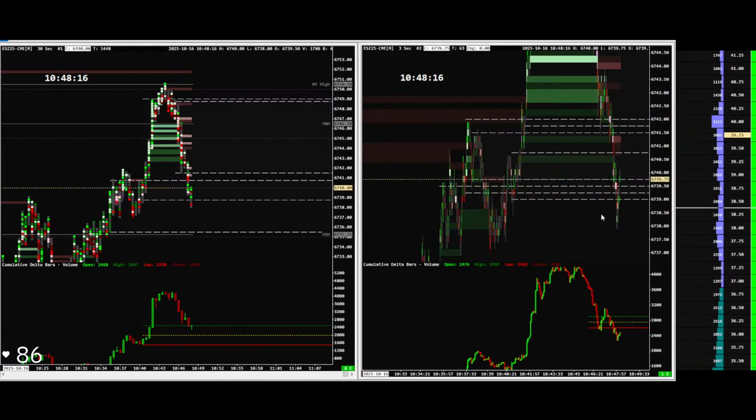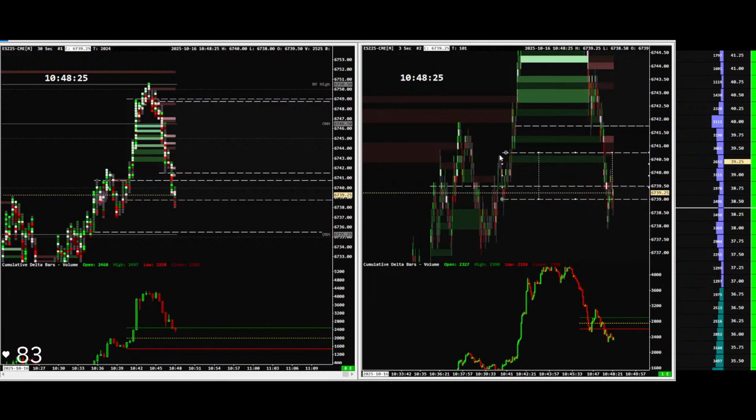They're just not flushing it as hard as I would personally like to see. I'd still be really short bias. I'd be aggressively short on that 40. This is where I'd be cutting it.